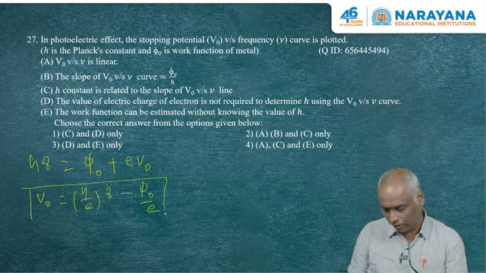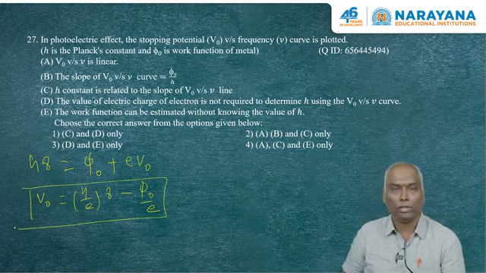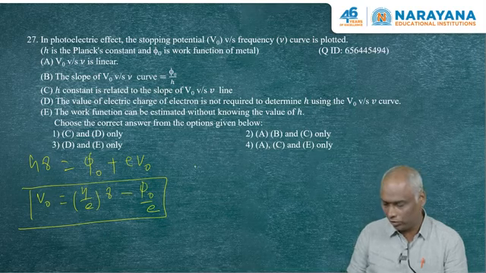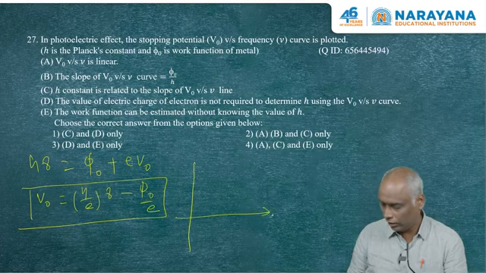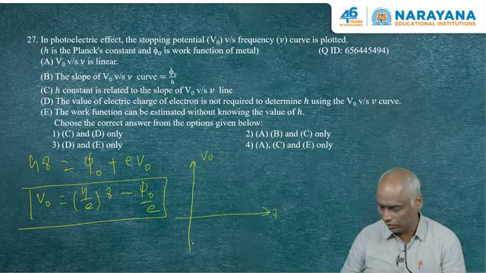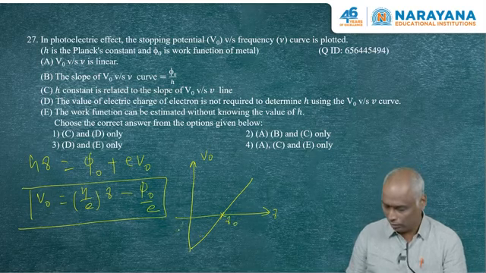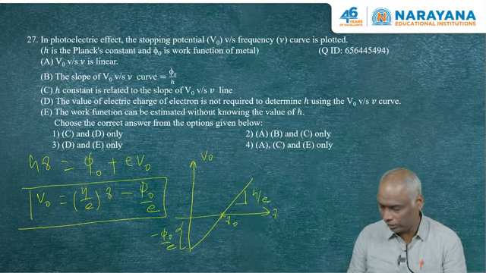If you look at this equation, it is in the form y equals mx plus c. So when we plot the graph here, it is going to be a straight line in this manner. I am going to take frequency nu on the x-axis and the stopping potential V0 on the y-axis. The graph is going to be something like this. The point where the line intersects the x-axis is the threshold frequency nu naught. The y-intercept is minus phi naught divided by e. The slope of this graph is h divided by e.